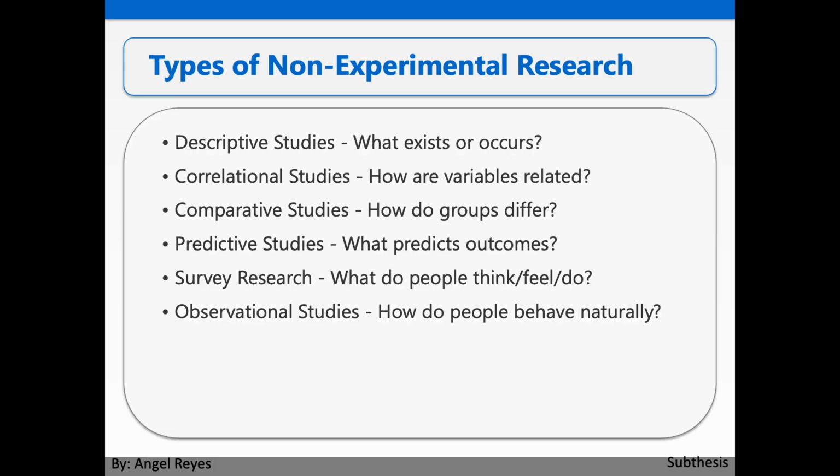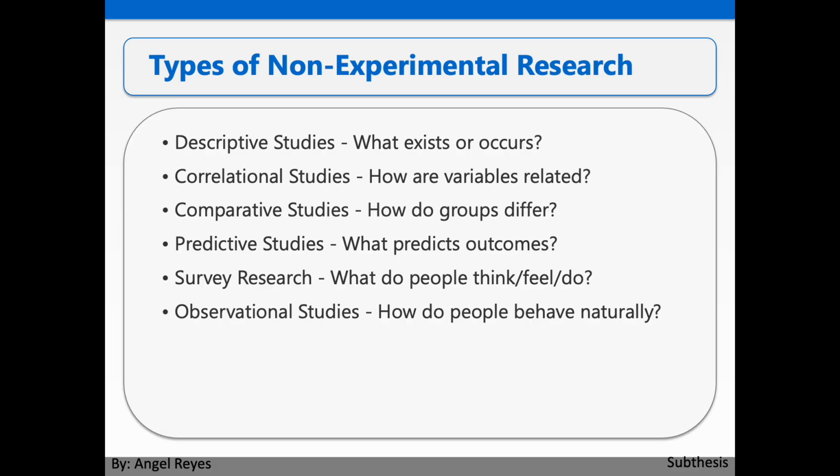Correlational studies ask, how are variables related? These examine associations between variables without manipulating them. Examples include studies examining the relationship between personality traits and job satisfaction, or between social media use and mental health. Comparative studies ask, how do groups differ? These compare naturally occurring groups on various outcomes. Examples include comparing academic achievement across different school districts or comparing health outcomes across different demographic groups.